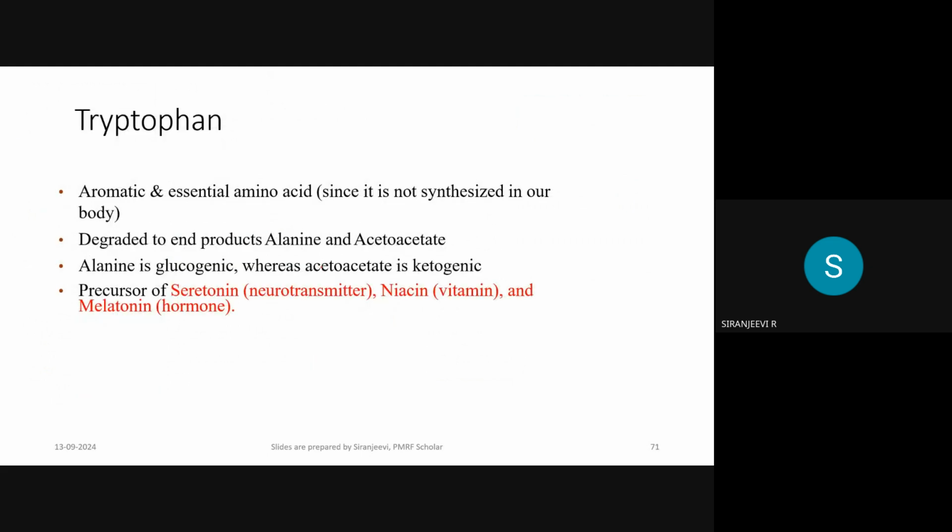So the final topic is tryptophan, which is also an aromatic as well as an essential amino acid in the body, and it is not synthesized in the body itself. It usually degrades to alanine as well as acetoacetate. So alanine is a glucogenic amino acid; it leads to the glucogenic pathway, whereas acetoacetate leads to the ketogenic pathway. The precursors synthesized by tryptophan are serotonin, which is a neurotransmitter, niacin, that is a vitamin, as well as melatonin. Melatonin is a hormone, not melanin. That is different; you have to see that.